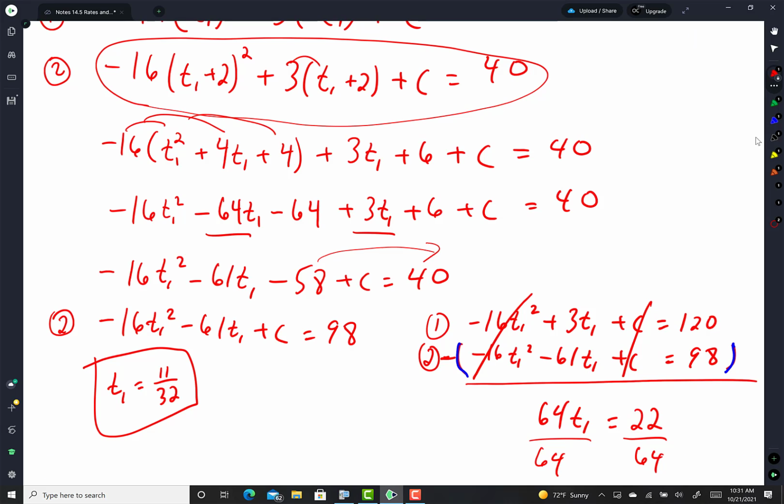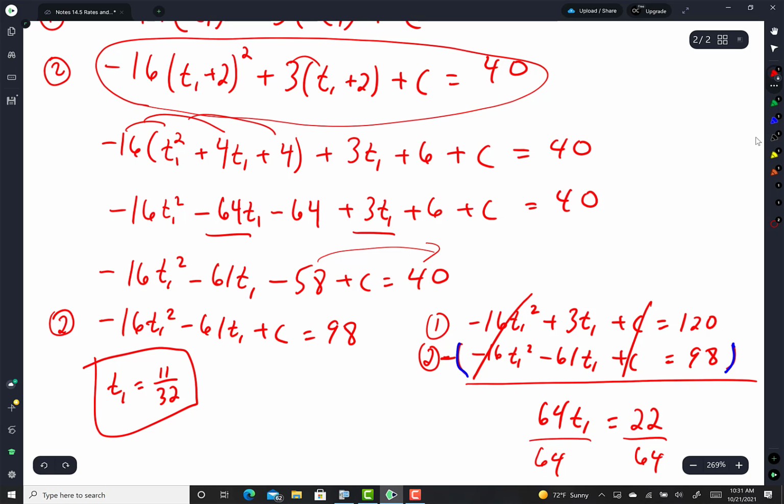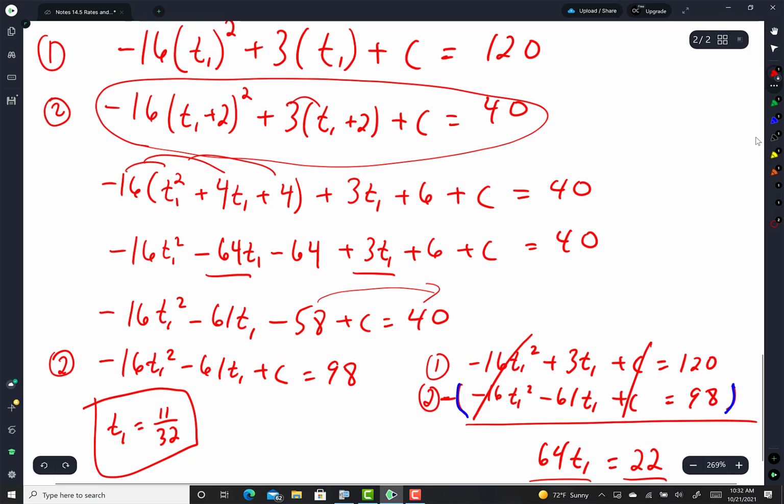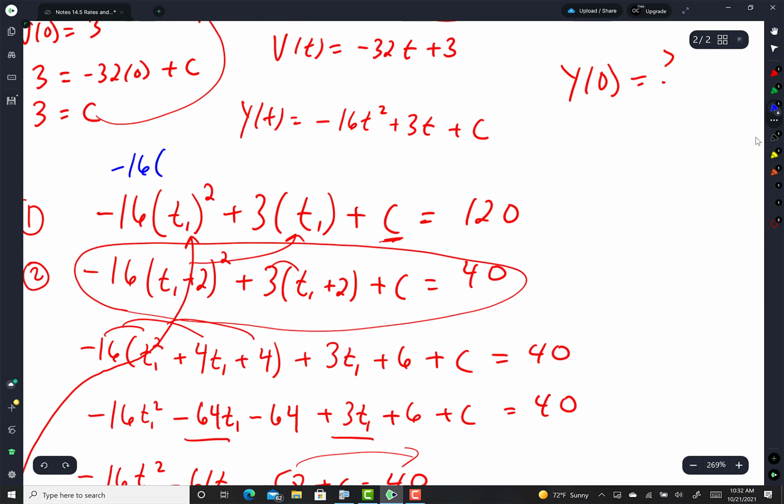Now, I'll wait for you guys to catch up. Now, it does not matter what equation I use, because I should get the same answer. I'm going to plug that T1, by the way, if you're wondering what that T1 is, it's the moment when you're 120 feet up in the air. I'm going to plug that T1 into equation 1, and all I'm going to do is solve for C. Does that make sense? So I'm going to write, let me put it in blue, guys, negative 16 times 11 over 32. Did I write that correctly? Plus 3 times 11 over 32 plus C equals 120.